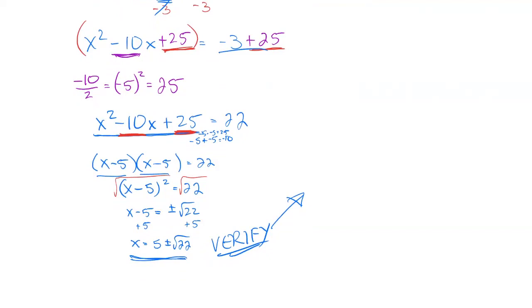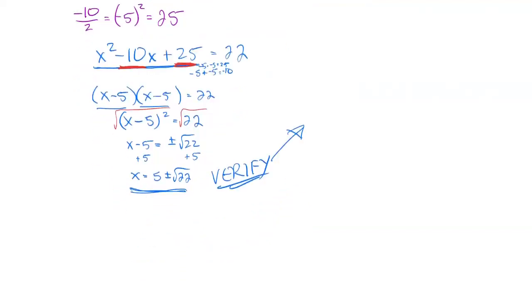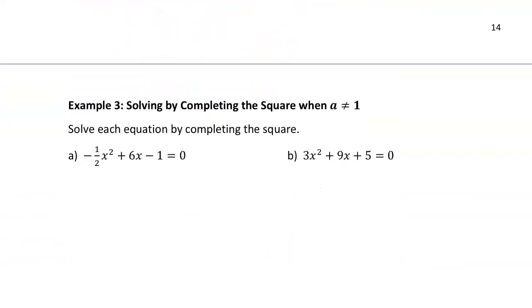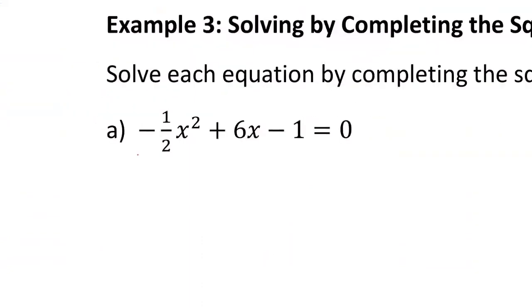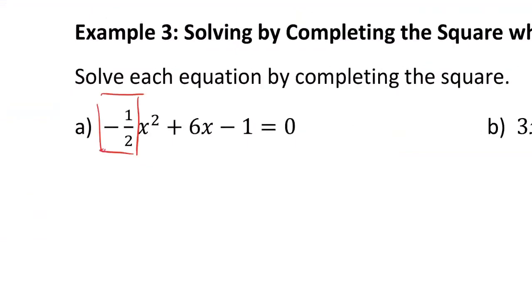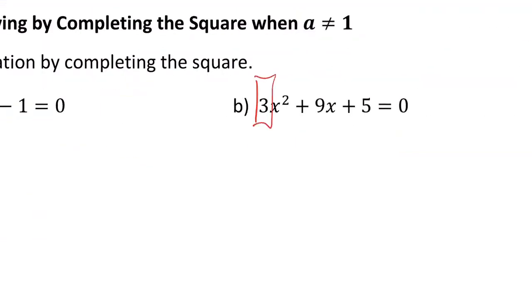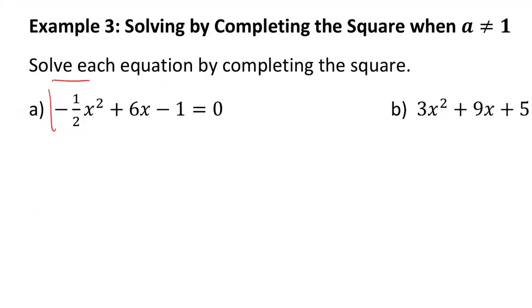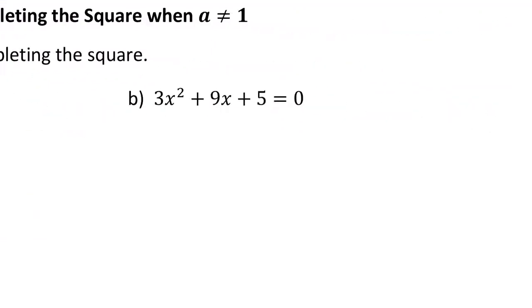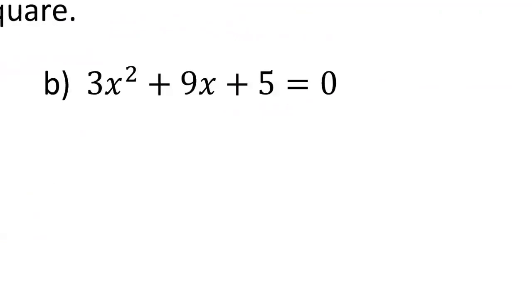So now we can move on to example 3, and we can see what we have to do in order to deal with values of a that are not just 1. So now we have negative 1/2, and now we have 3. Okay, so let's start with b, because b is a whole number. We'll get the idea of the process first, then we can go and deal with that fraction.